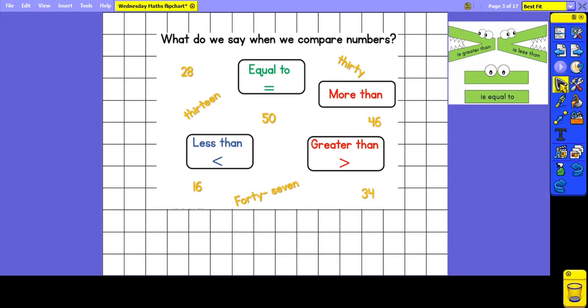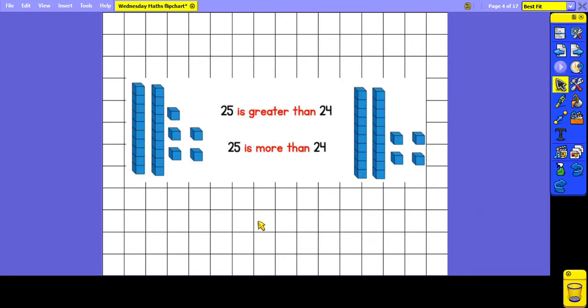And when we are comparing numbers, we could be using some of this vocabulary. So we might be using the words less than, equal to, or greater than. And another way of saying greater than is to say more than. And here we're going to be comparing some base 10 using the vocabulary greater than and more than.